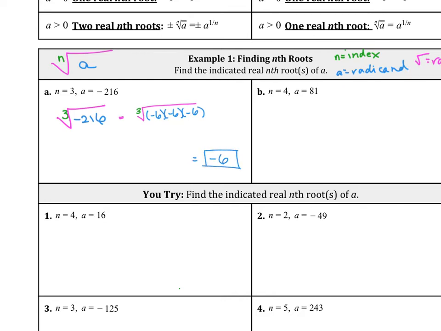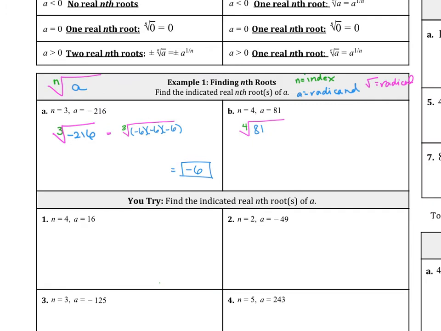Now let's take a look at n is 4 and a is 81. So we're going to write 4 as our index. It goes inside of that little v part of the radical. And then we have 81. So again, the 4 means I need 4 of something in order for it to be perfect. And so let's write 4.